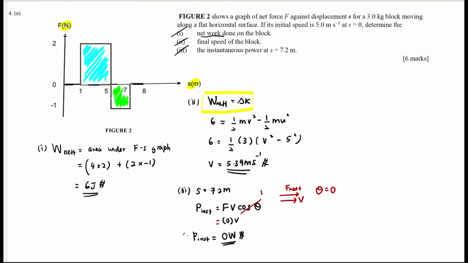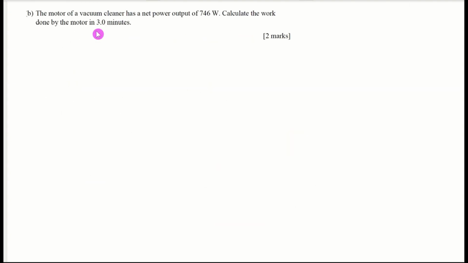So let's proceed to question 4B. Question 4B. The motor of a vacuum cleaner has a net power output of 746 watt. Calculate the work done by the motor in 3 minutes. So this is very simple question where P is equal to W over T. So make sure you just change time 3 minutes into seconds. We want to calculate W. So W is equal to P times T, where power is given in watt.